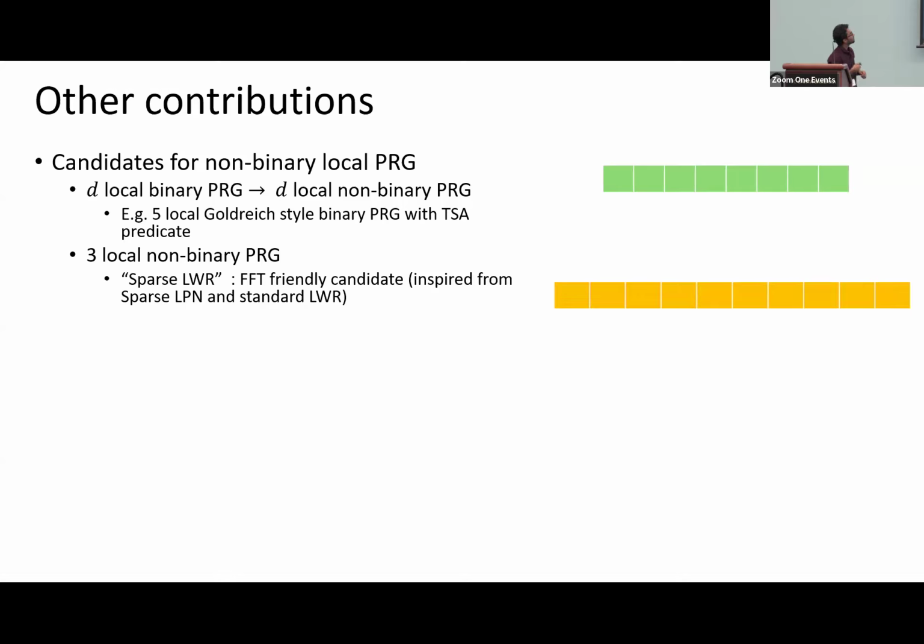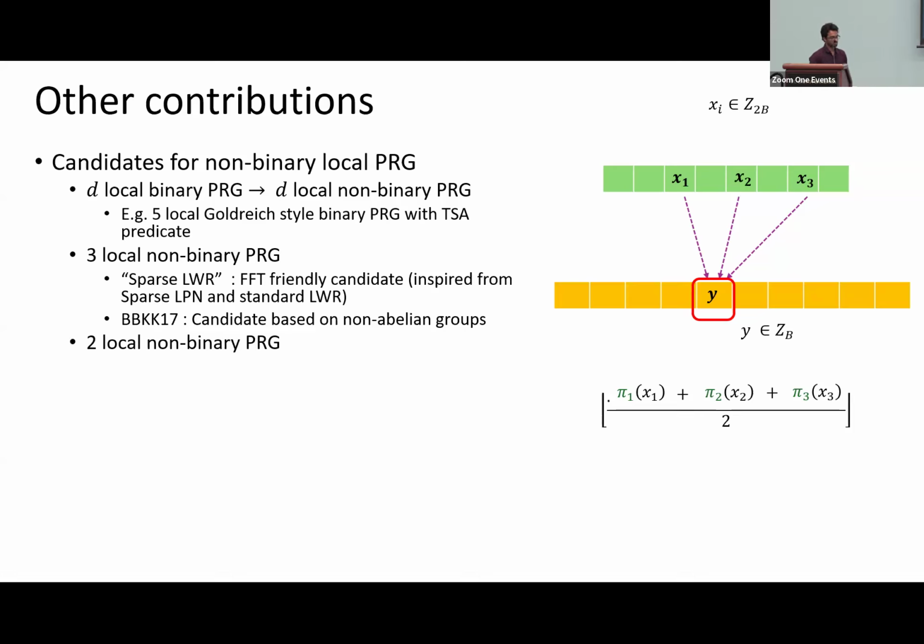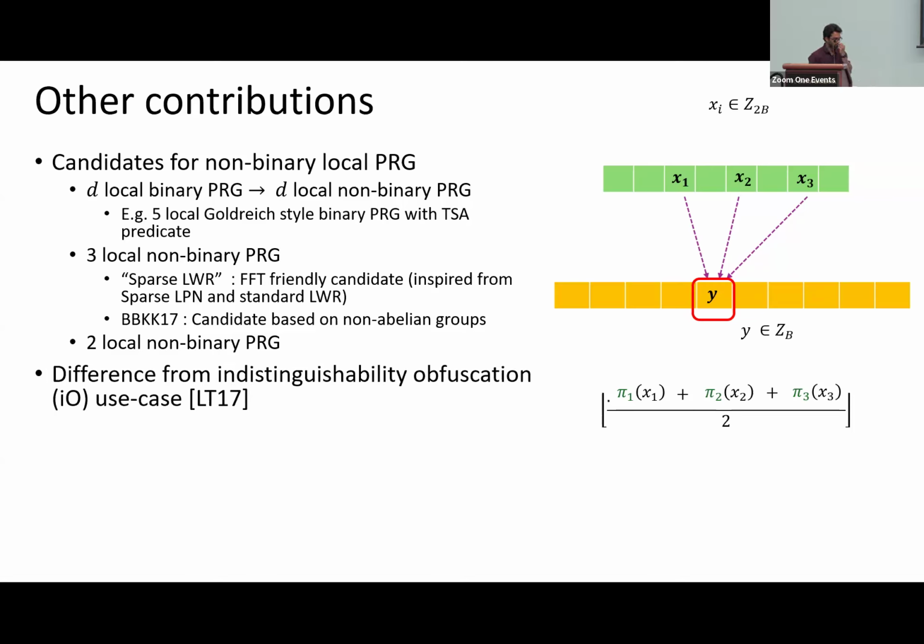Okay, let me just give a brief highlight of how this candidate looks. So let's say you have some output symbol, Y. What we do is we take random public permutations of the input symbols at, let's say, 3 different locations, X1, X2, X3. We add them up and then we round. It's a very simple candidate. And this rounding parameter can be a parameter of the PRG. In this case, it's 2. There's also an existing candidate from Barak et al. based on non-abelian groups. We also provide a candidate for a 2-local non-binary PRG in the paper.